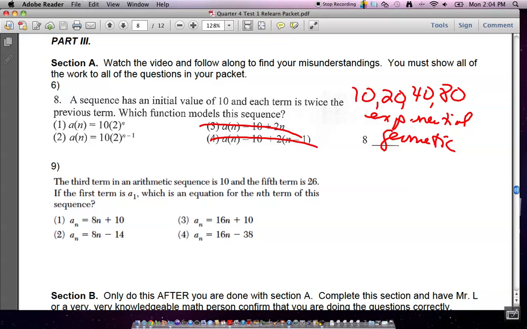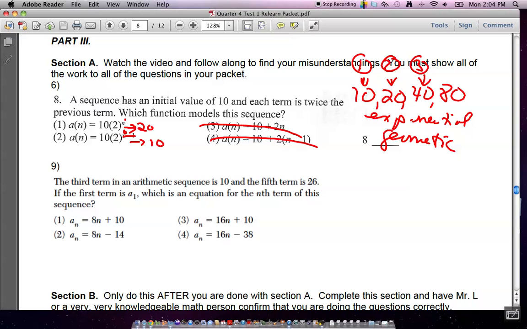So the first term is 10. The second term is 20. The third term is 40. Since we have choices here, I suggest you plug in the numbers. So let's plug in a 1 for the first term. If I do that, I get 2 to the 1 is 2. 2 times 10 is 20. This suggests the first term should be 20. This formula, however, if I plug in a 1, 1 minus 1 is 0. 2 to the 0 is 1, and 10 times 1 is 10.